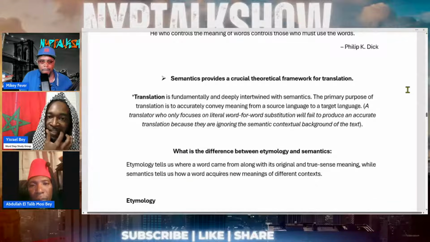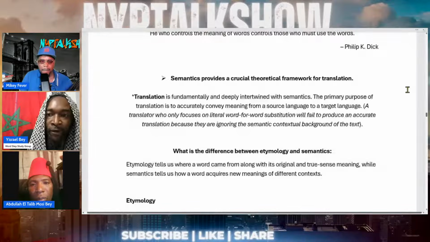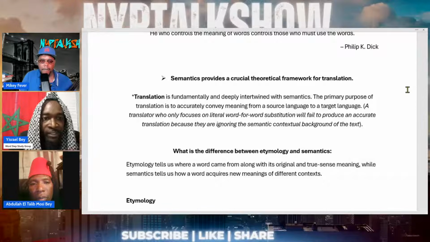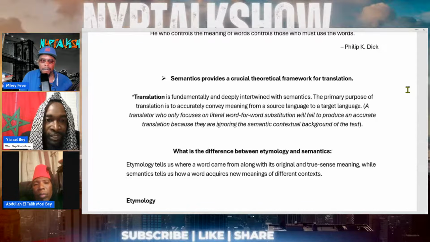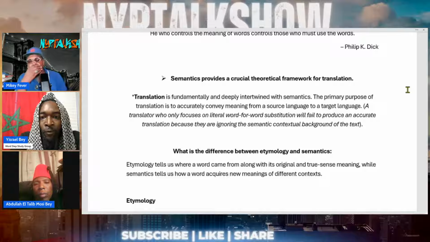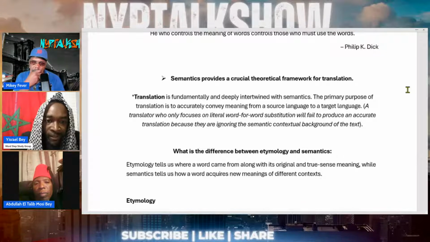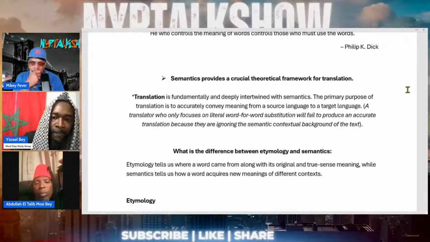Semantics provides a crucial theoretical framework for translation. Translation is fundamentally and deeply intertwined with semantics. The primary purpose of translation is to accurately convey meaning from a source language to a target language. A translator who only focuses on literal word-for-word substitution will fail to produce an accurate translation because they are ignoring the semantic contextual background of the text.